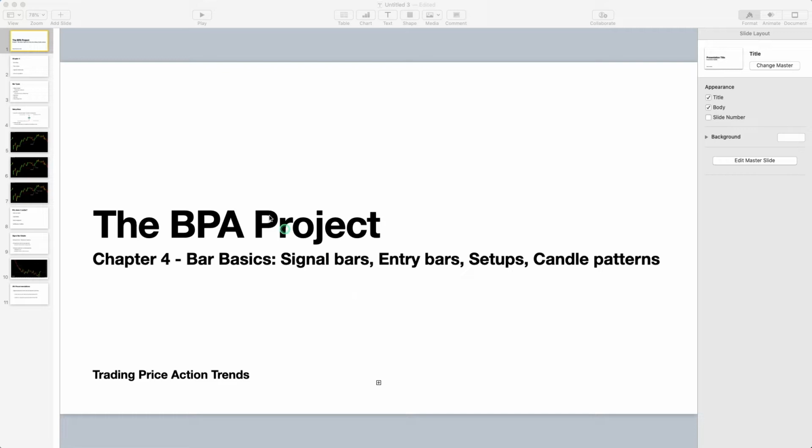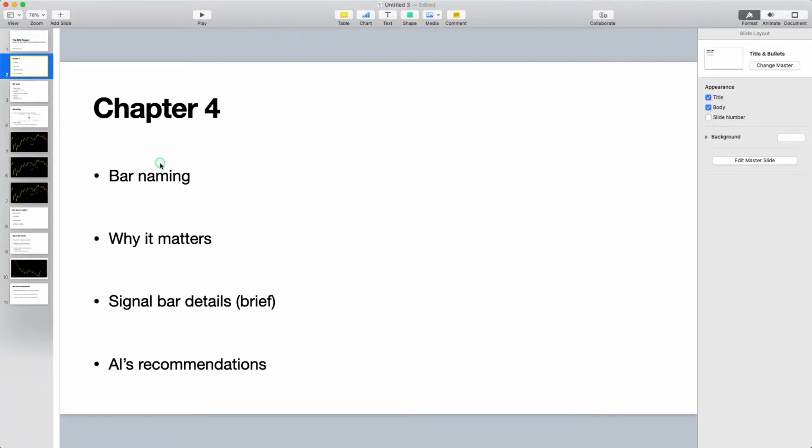reversal bars. So in this video, I'll be talking about how Al names the bars in sequence of an entry, why it matters that we name them, some details of signal bars in brief, because the next few chapters are all about signal bars, and then Al's recommendations.